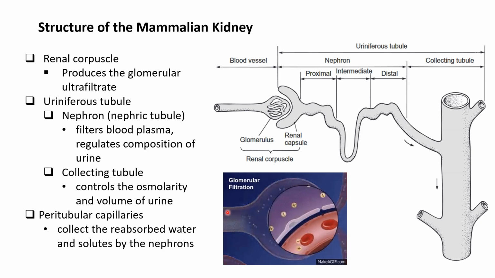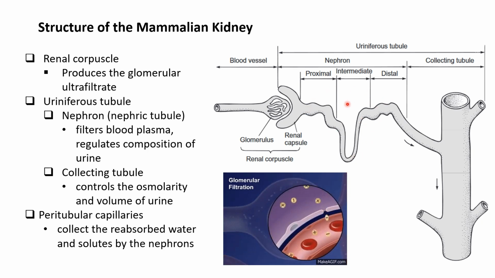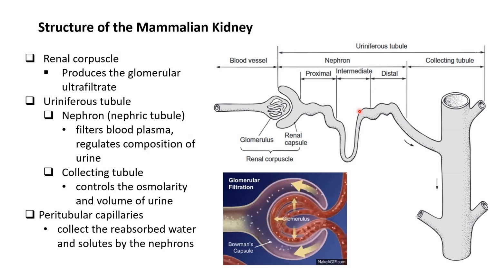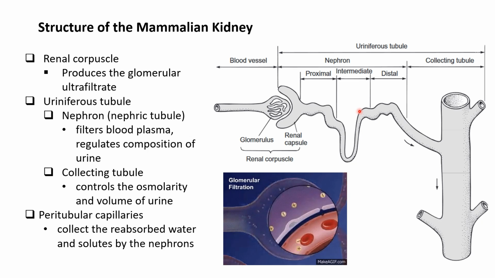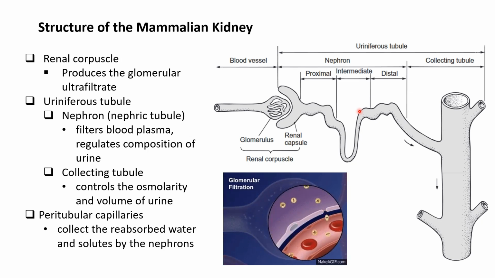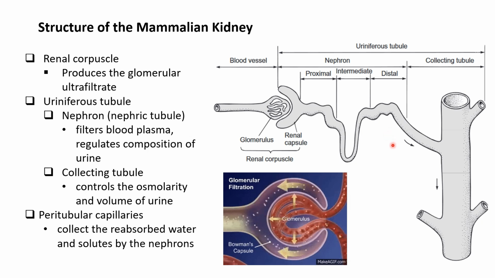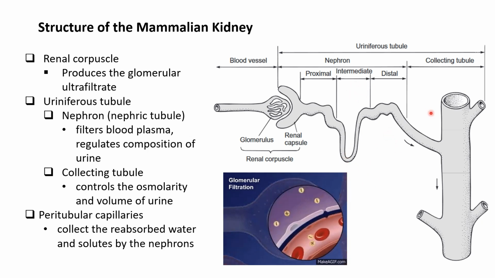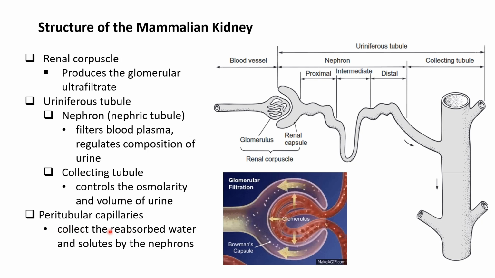As it passes through the different segments of the nephron, its chemical composition is modified, reabsorbing most important substances like sugars and amino acids that came with the glomerular filtrate. Water can also be reabsorbed depending on the needs of the organism. Water reabsorption can occur in the intermediate segment of the nephron or the collecting tubules. Reabsorbed substances then re-enter the bloodstream via the peritubular capillaries surrounding the tubules.